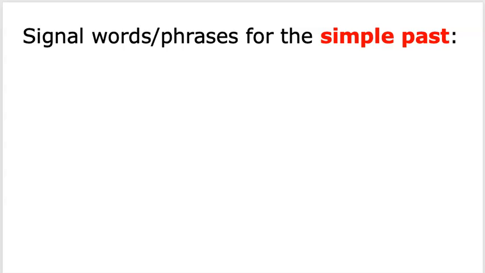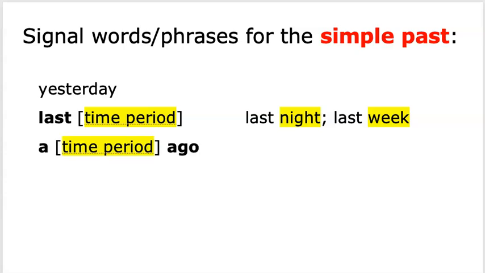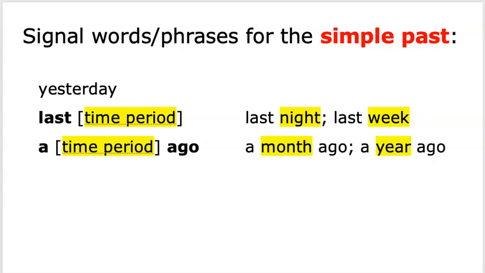Signal words and phrases for the simple past include yesterday. They also include phrases that can be modified. For example, last, then we're going to insert a time period. Last night, last week, or a time period ago, a month ago, a year ago.